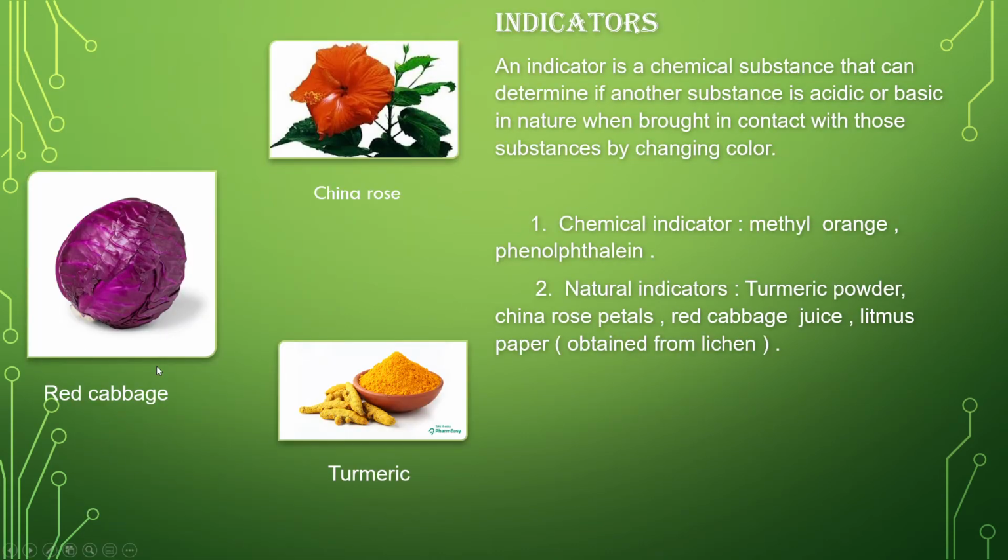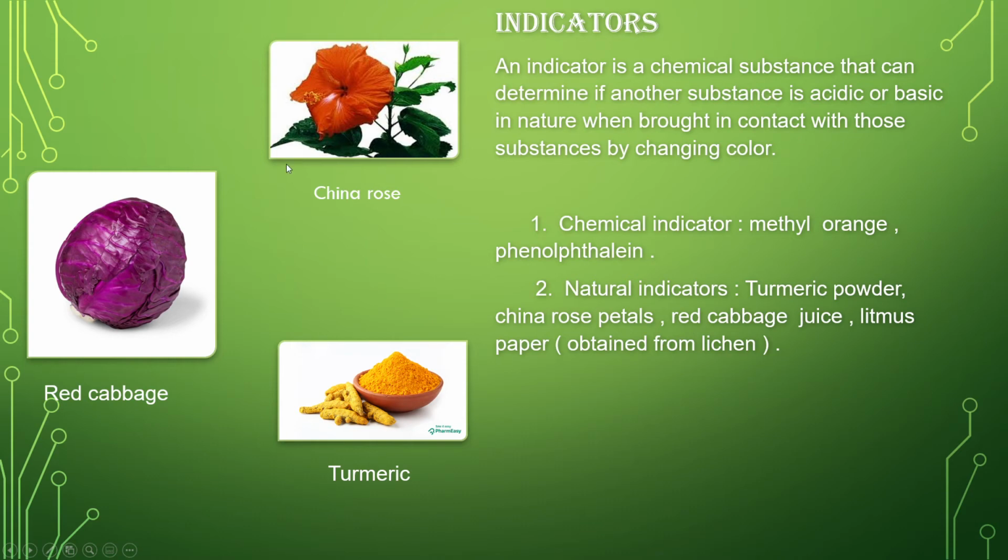Now indicators. What is an indicator? You may have heard the word indicator. Here you can see that different pictures are given. One is a red cabbage, there is a China rose, and also there is turmeric powder. Why have I given these pictures? These are actually natural indicators.